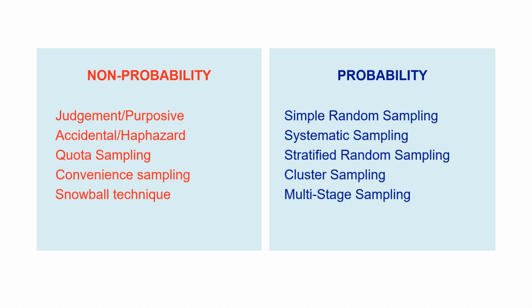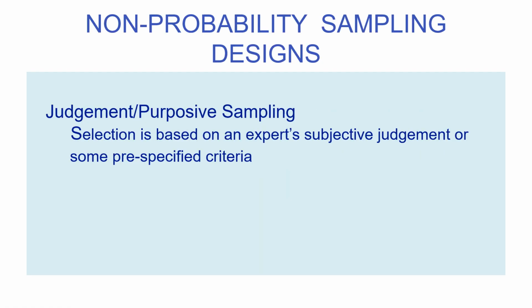So we'll first focus on the non-probability sampling designs. In judgment or purposive sampling, selection is based on an expert's subjective judgment or some pre-specified criteria. The advantage is that the researcher can use his or her research skill and prior knowledge to choose the respondents. It is used when a limited number of individuals possess the trait of interest.